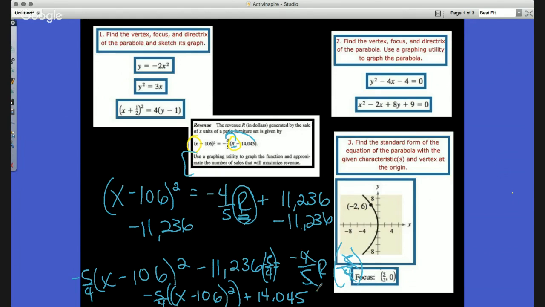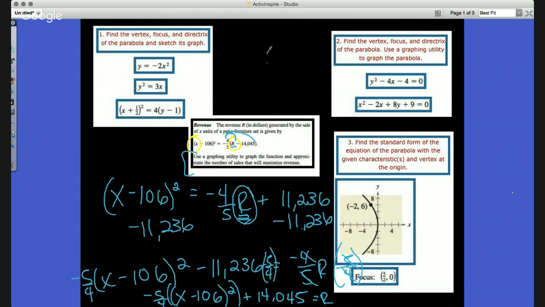Plus 14,045, and that equals R. Now, as I look at this, the big thing that they're asking us is to use a graphing utility to graph the function and approximate the number of sales that will maximize the revenue. Now, think about it this way.